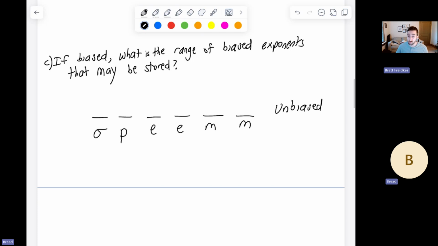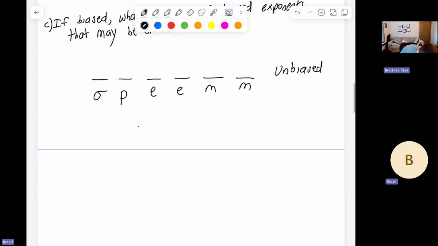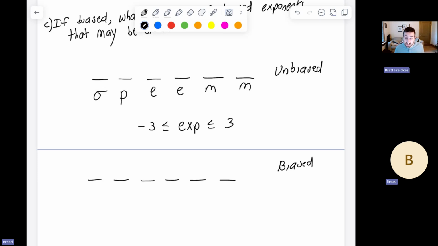So if we remember our range of exponents, it was -3 to +3. 7 possible options. When we bias it, we're still going to have 6 bits. We're not adding more space. We're just changing how the space is being used. We change the P bit to an E bit. This bit is no longer a P when we do that. We're getting rid of the sign.